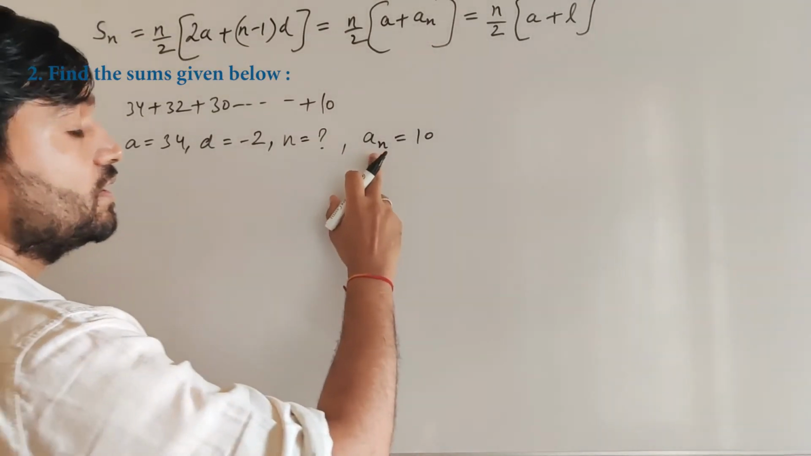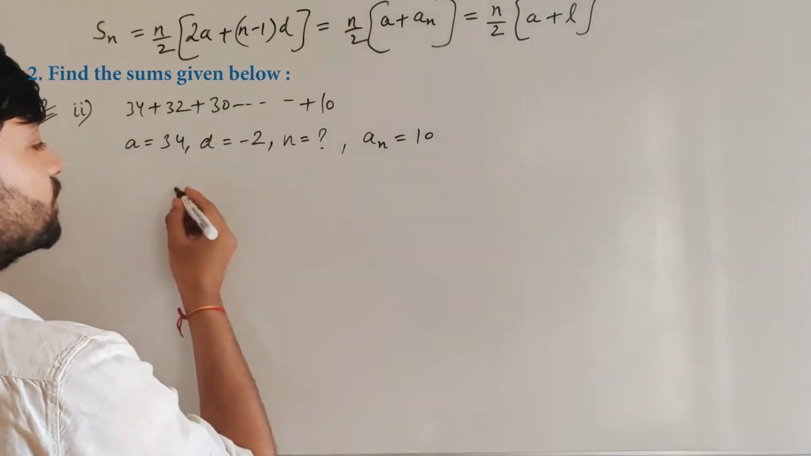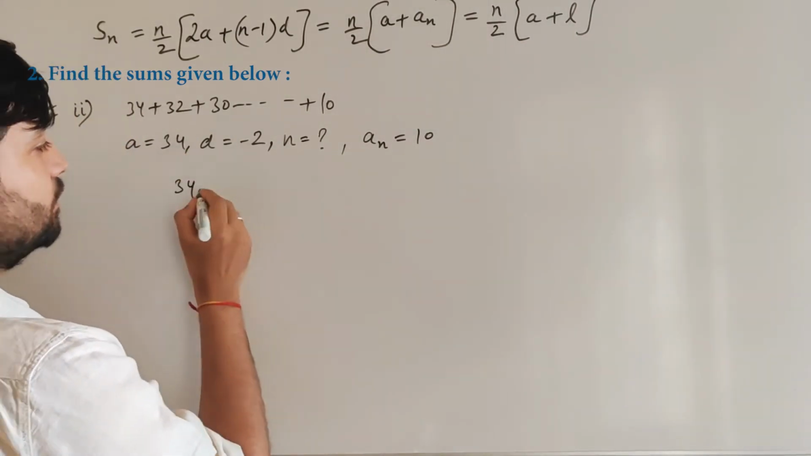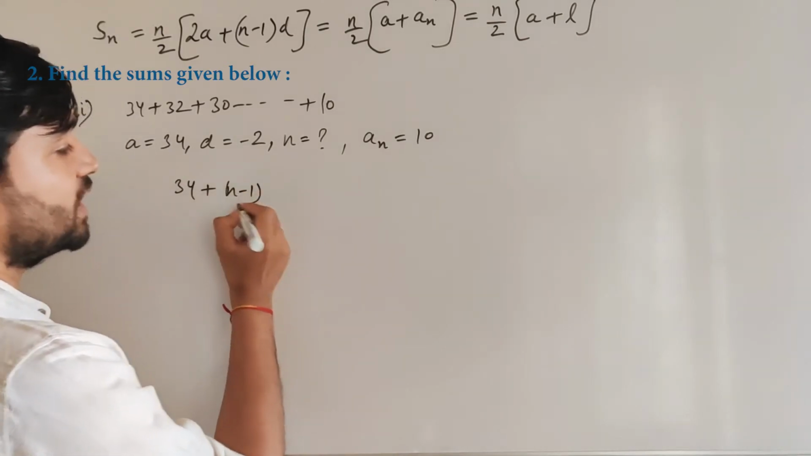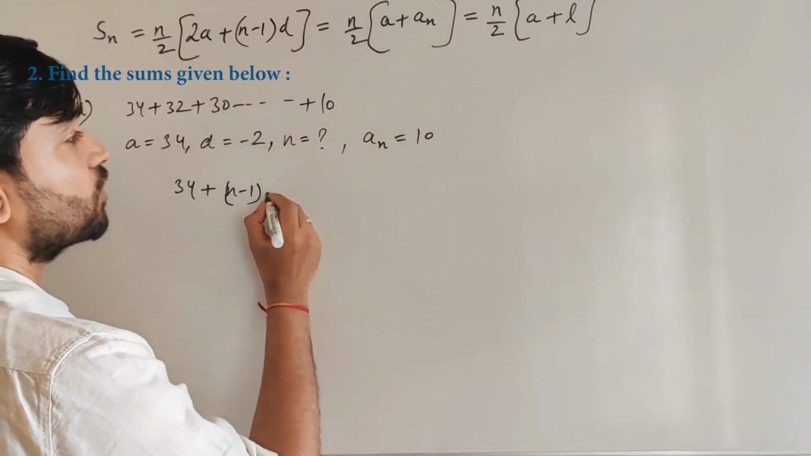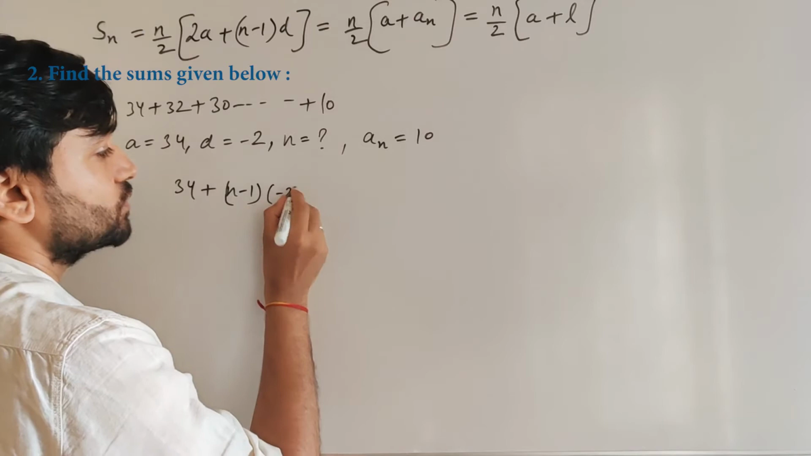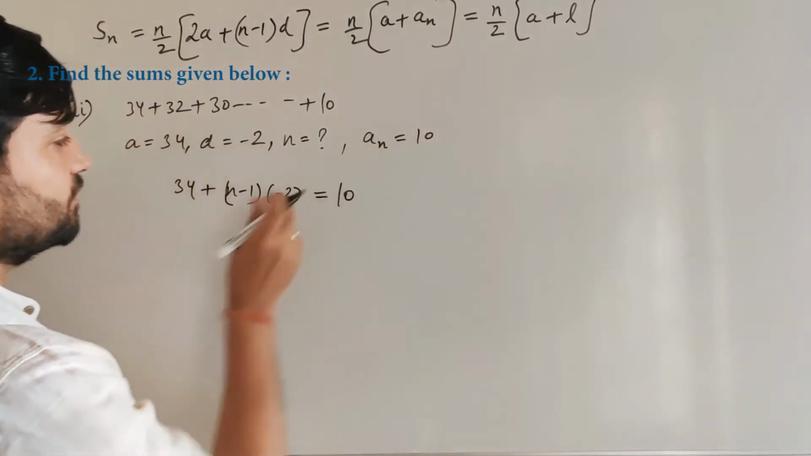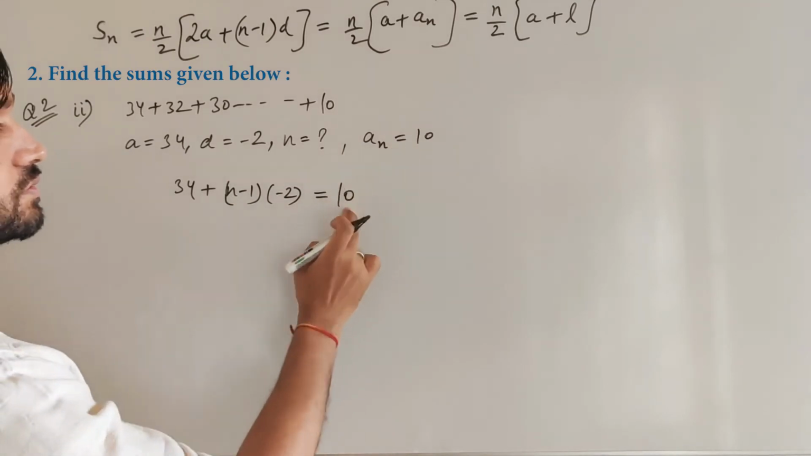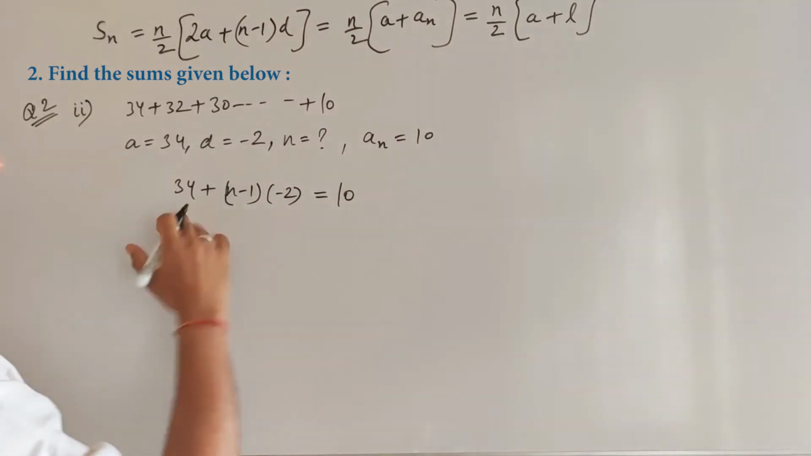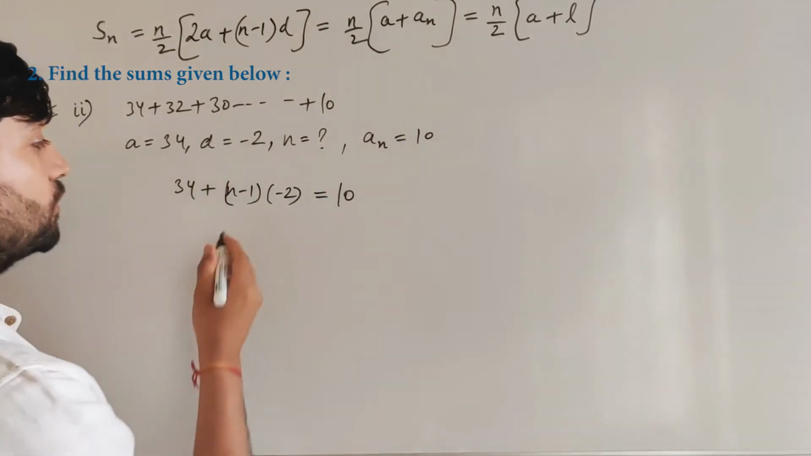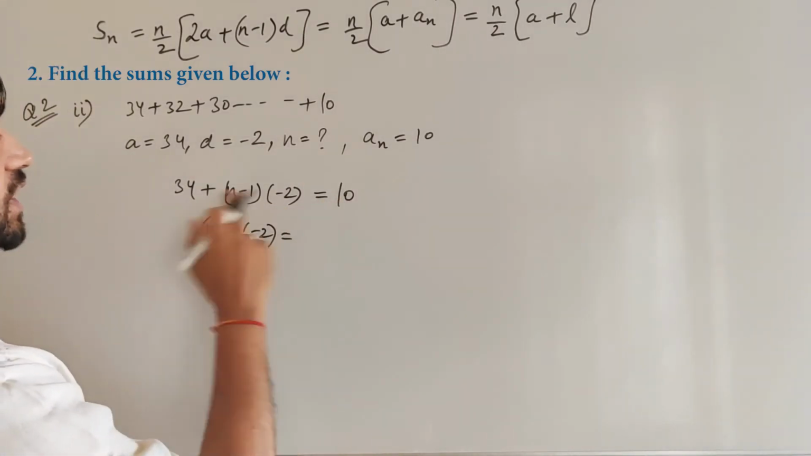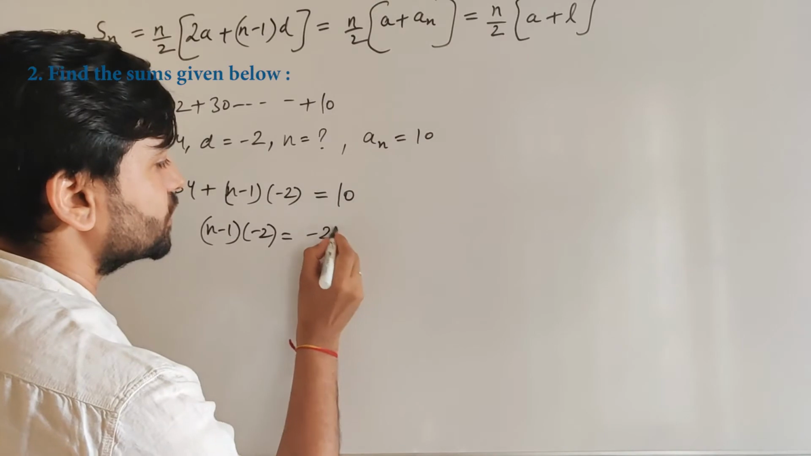So we'll use an to find the number of terms. How do we use an? The formula is a plus n minus 1 into d. So a is given, plus n minus 1, n value we don't know, into the common difference value, minus 2, in the brackets, is equal to 10. An, using the formula, is equal to 10 as it is. The 34 goes to the other side, becomes minus 34. So n minus 1 into minus 2 is equal to 10 minus 34, which is minus 24.